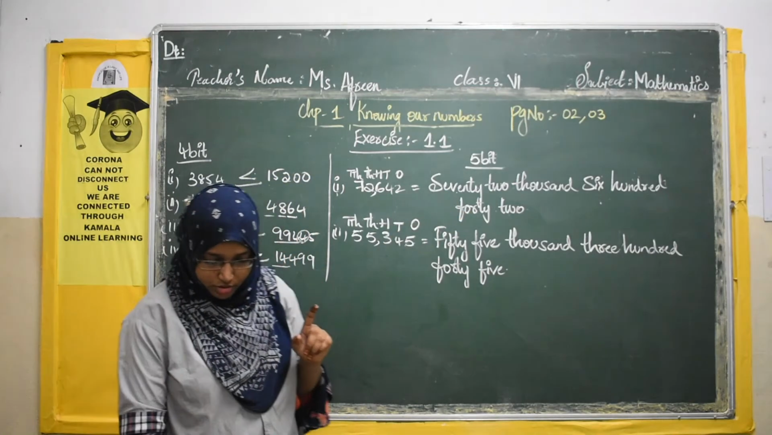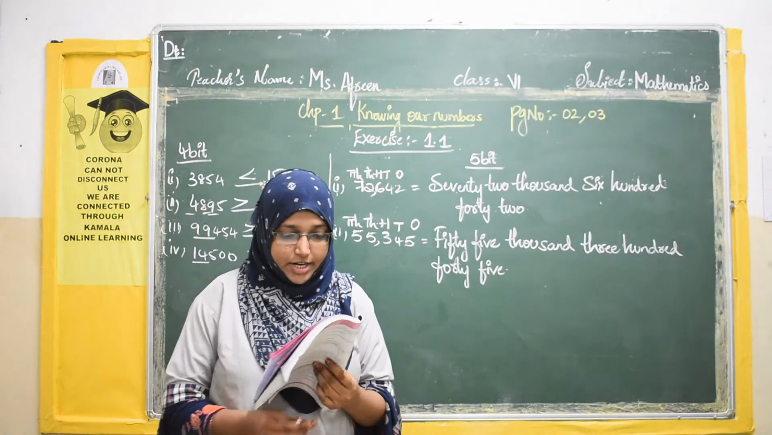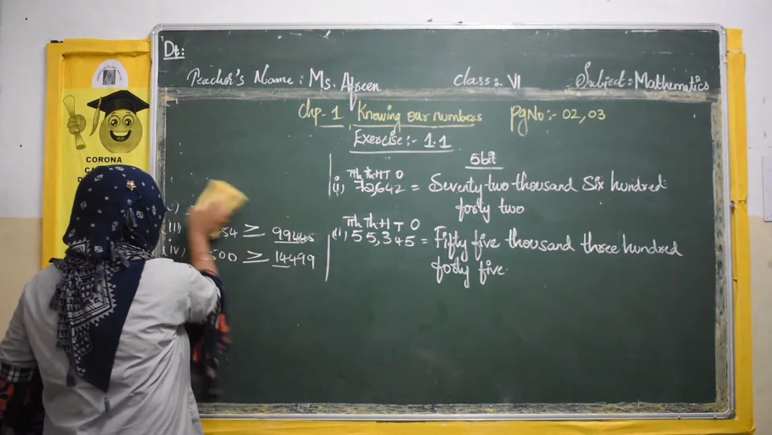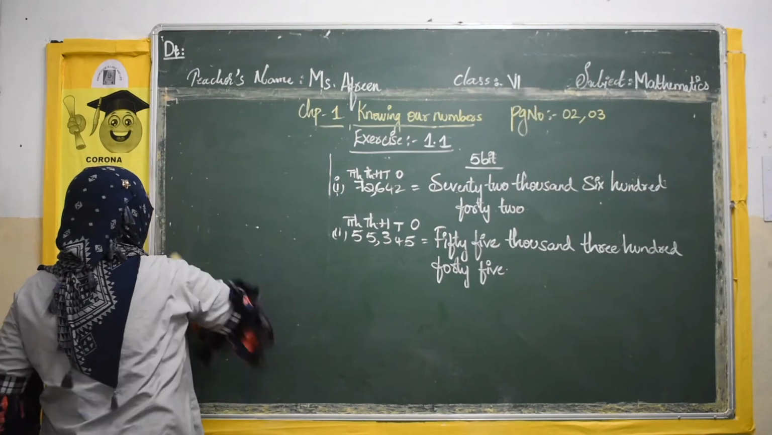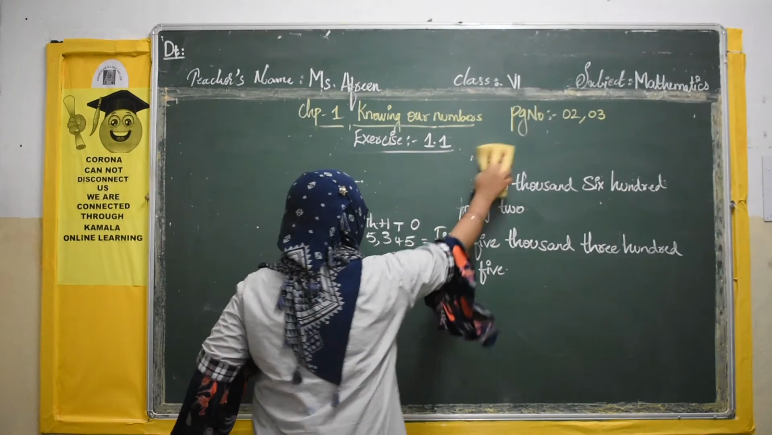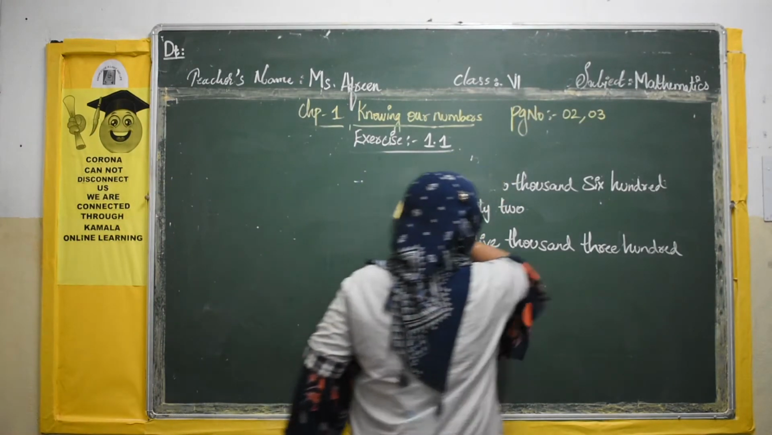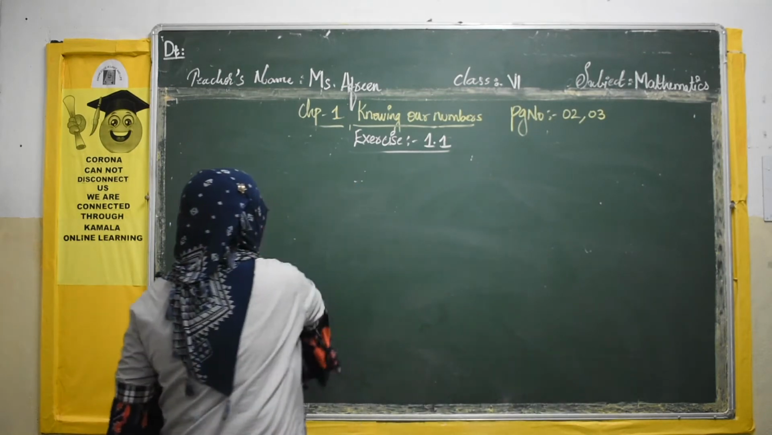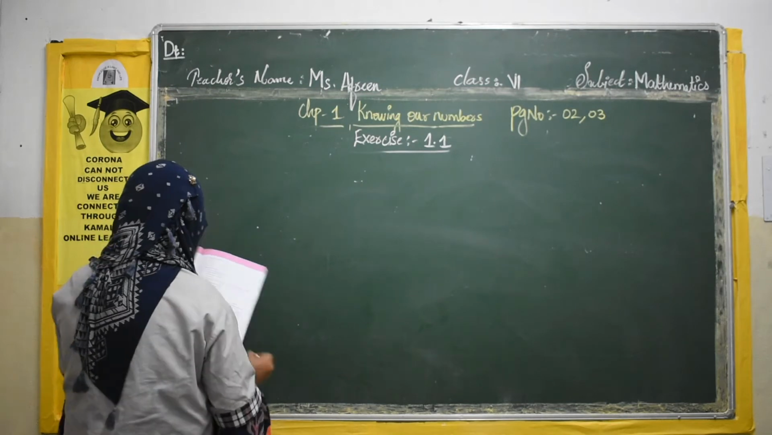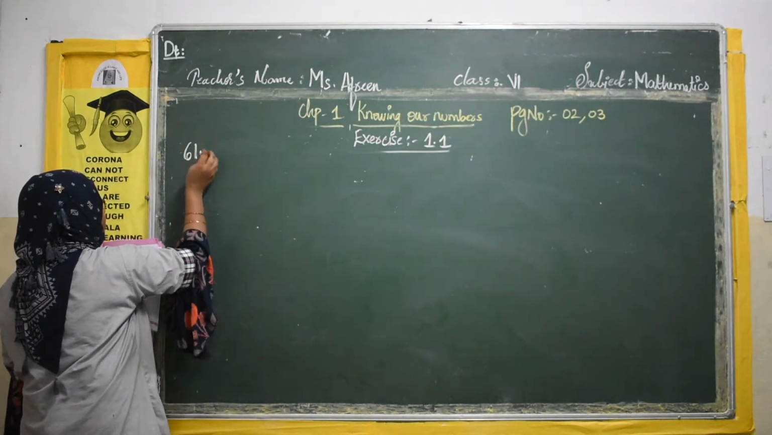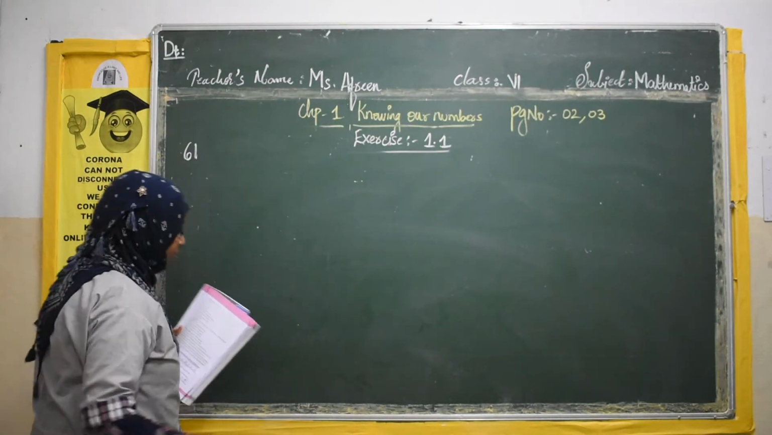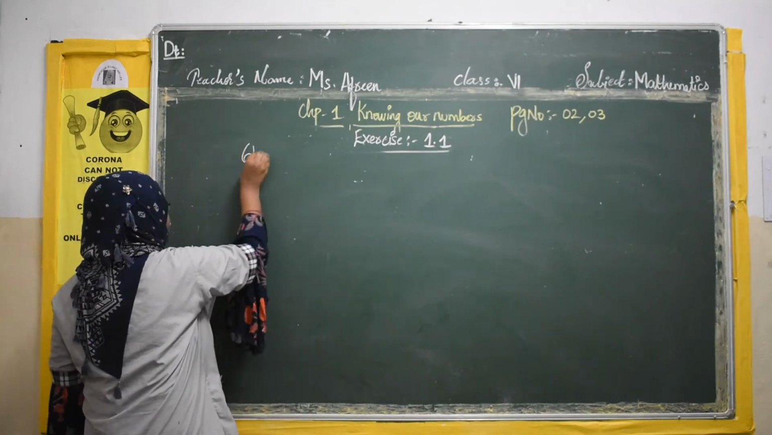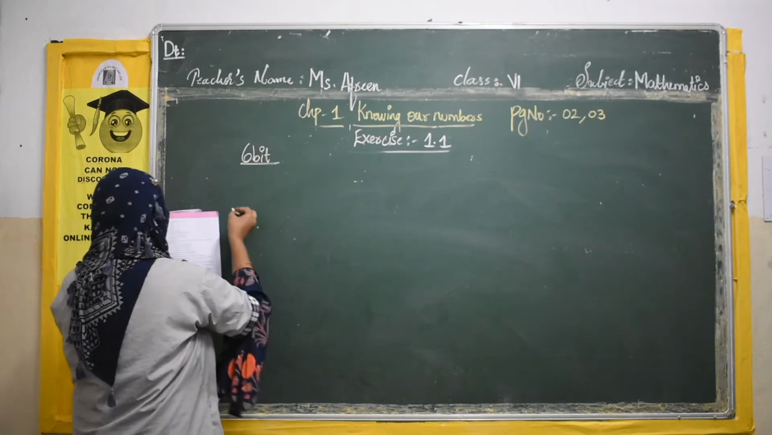So now let us move on with our next bit, the sixth bit. Write the numbers in figures. Now they have given the vice versa of our fifth bit. That is, now they have given you words, and we will change it into numbers. Sixth bit.